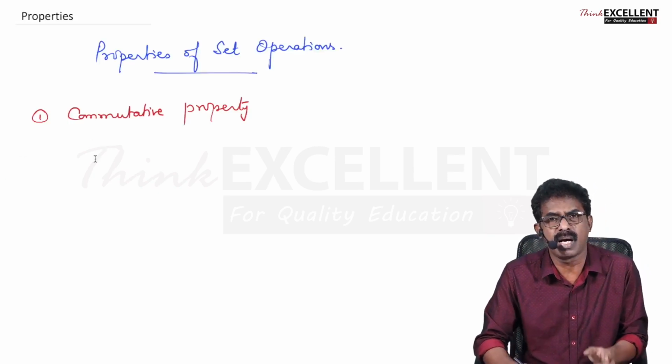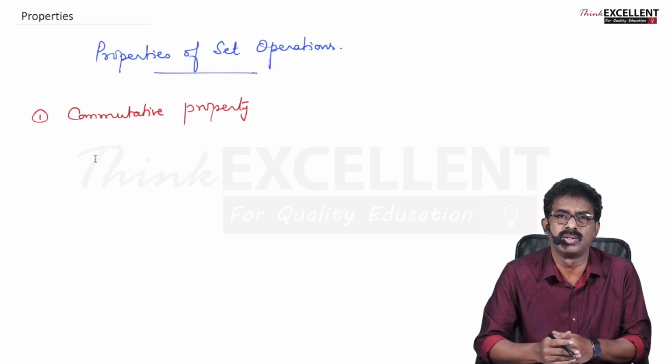So today I am going to teach some of the properties. There are some very important properties, and I'll explain how to verify these properties using Venn diagrams and using sets. Okay, let us start with the simple property. The first one is commutative.